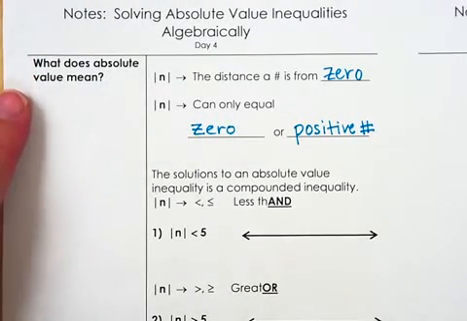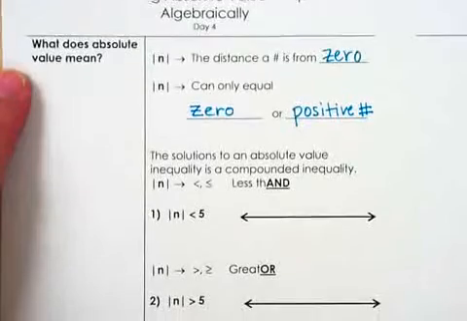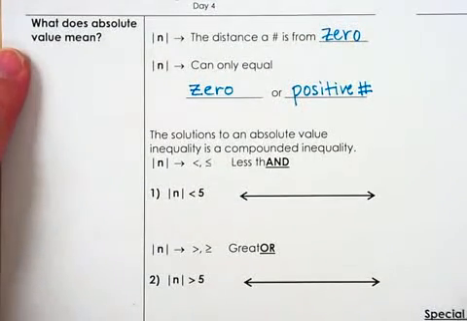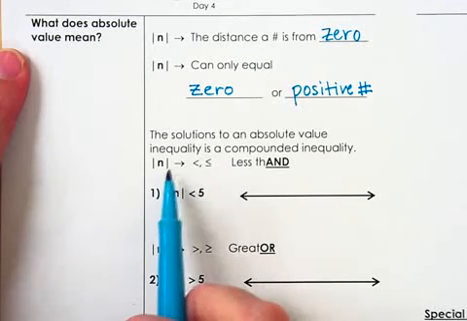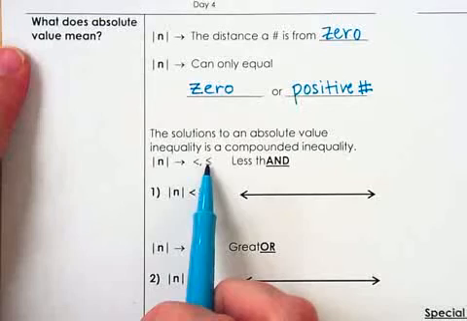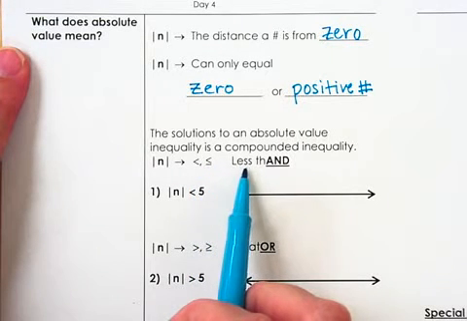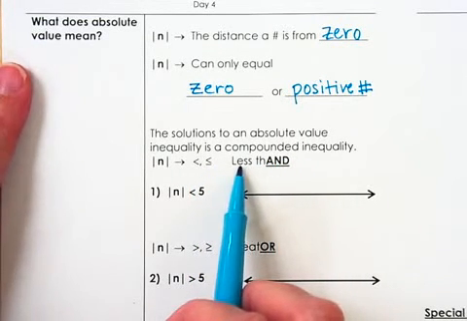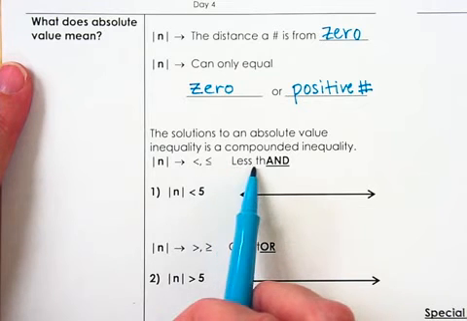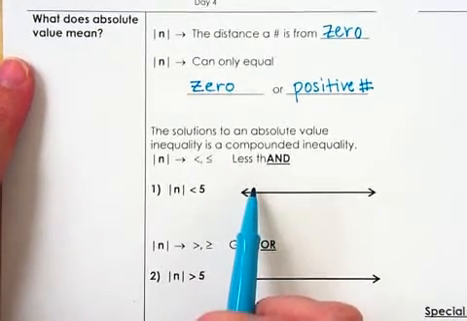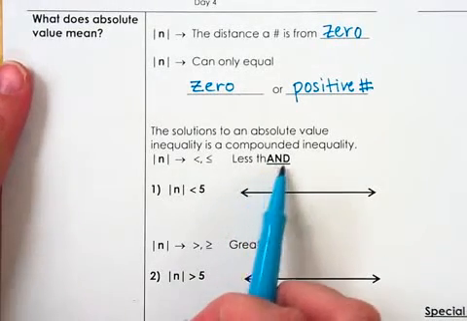The solution to an absolute value inequality is going to be a compound inequality. That means we're going to get two answers, and there are two different ways this can happen. When we have absolute values that are less than, our compound inequality is going to be an "and" statement. We sometimes use the phrase "less than", kind of a play on words, to help remind you that if it's less than, then it's an and.